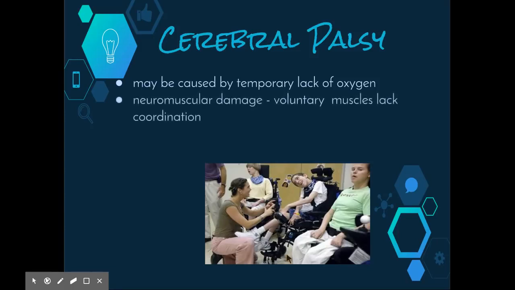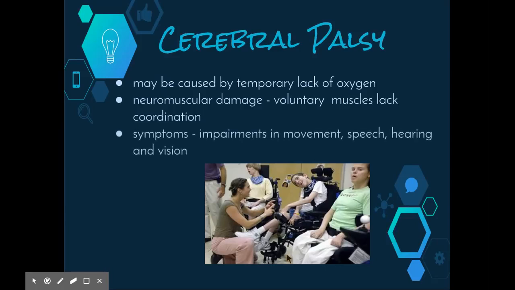So cerebral palsy is a neuromuscular damage. In this case, voluntary muscles lack coordination due to brain cells. So the heart still functions properly, the lungs still function properly, etc. But the muscles that are involved in voluntary actions lack coordination. So the brain cells are unable to transmit a message to the muscles, and as a result, the muscles cannot be controlled voluntarily. So some common symptoms include impairments to movement.